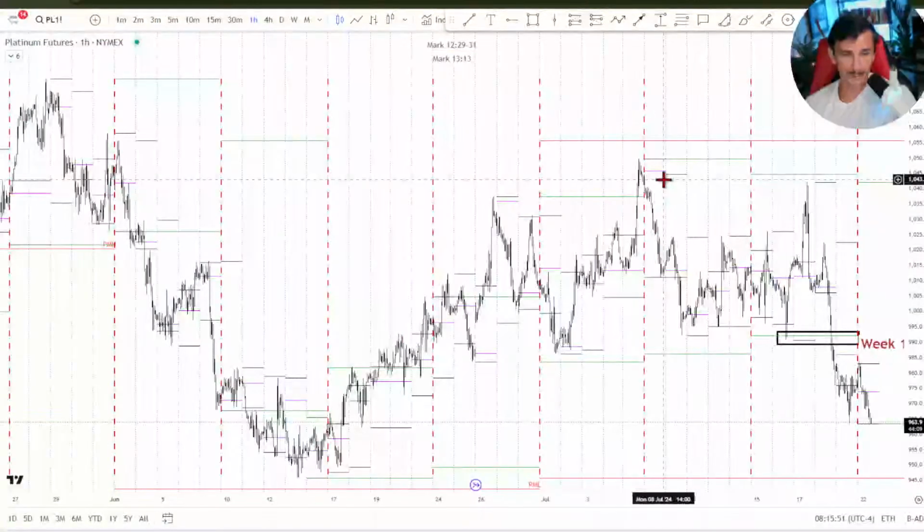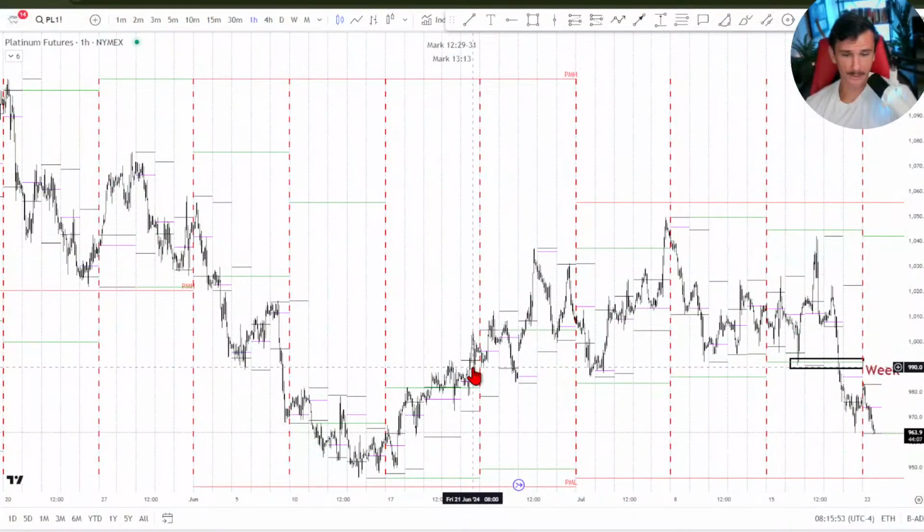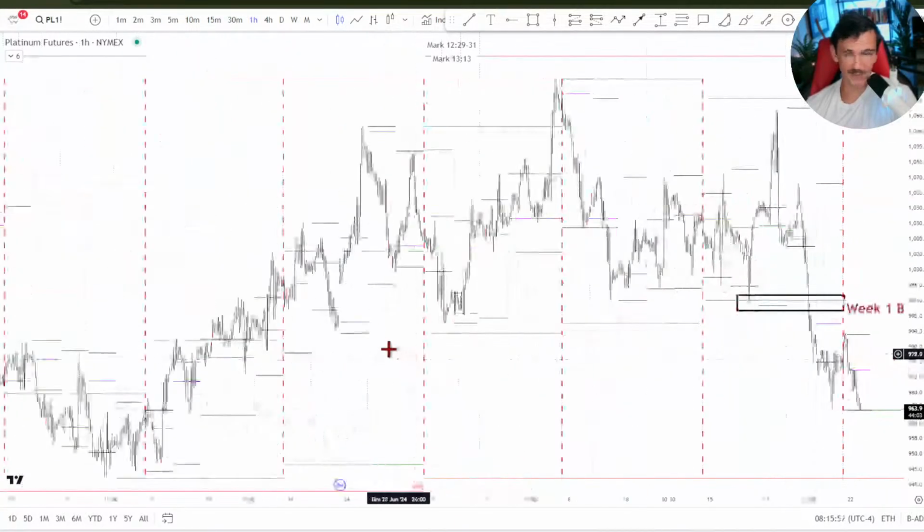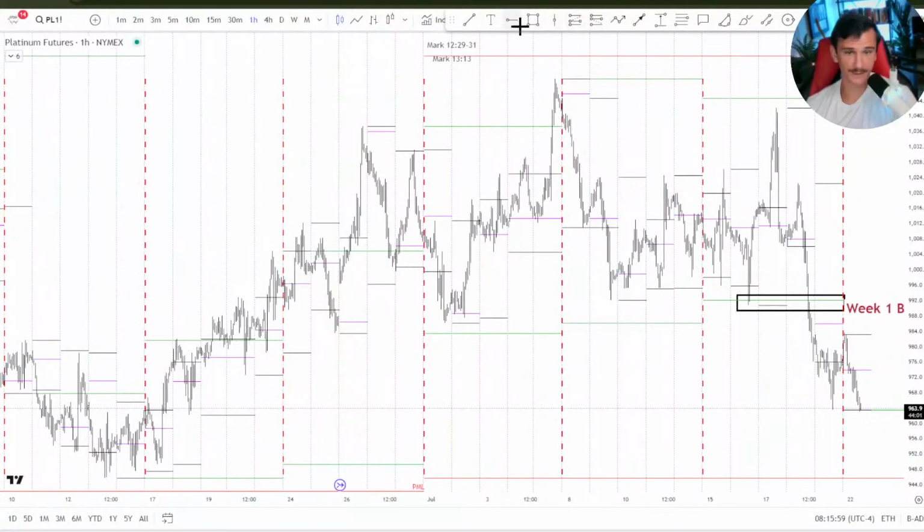So with platinum, big picture-wise, we had week one of breakouts over here. I'm not going to count how many weeks back that is, but a few weeks back. And then now we've been kind of just in this consolidated range here.